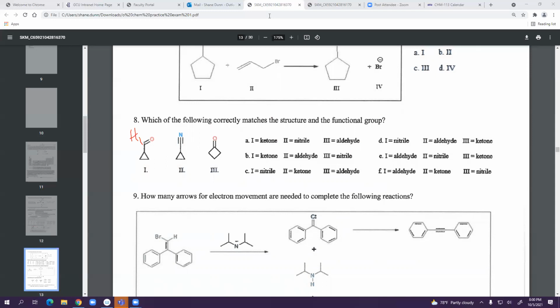It's an aldehyde. It's not a ketone, it's an aldehyde. Pretty similar, yeah. What's this guy right here? Nitrile. What do you guys think? Nitrile, yep, because there's a T in it, right? The triple bond. And what's this guy right here? That is a ketone. So aldehyde, nitrile.